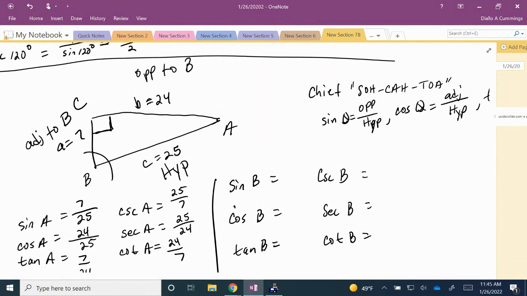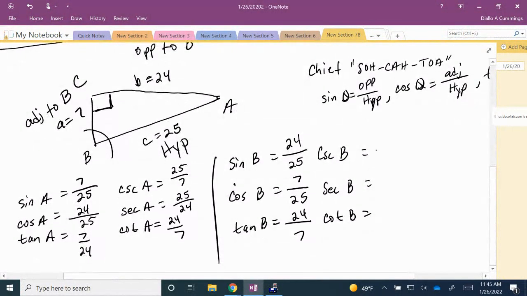So now let's refer to SOH CAH TOA. The sine is the opposite over the hypotenuse, so that's 24 over 25. The cosine is the adjacent over the hypotenuse, so that's 7 over 25. And the tangent is the opposite over the adjacent, so that's 24 divided by 7.